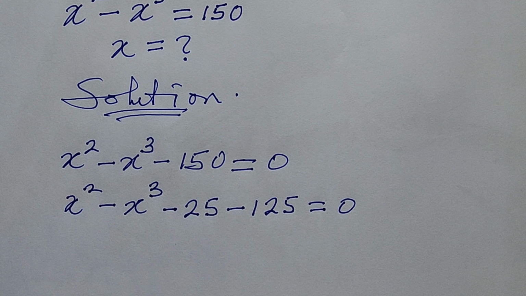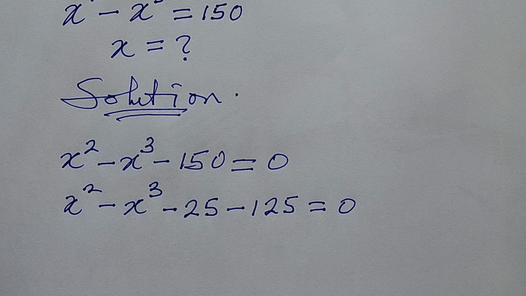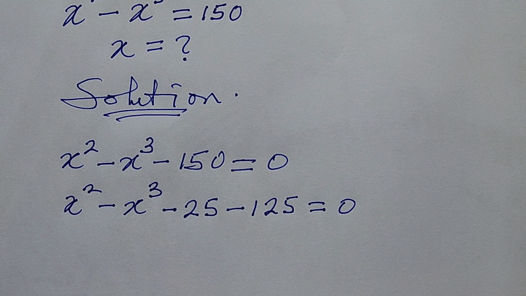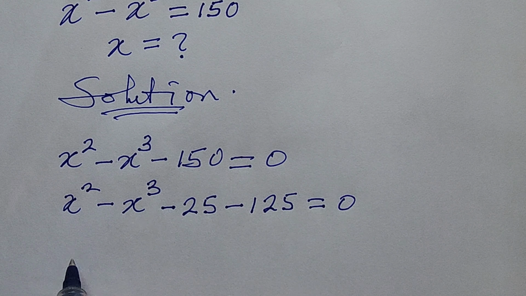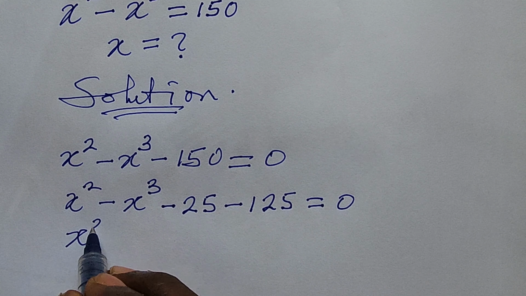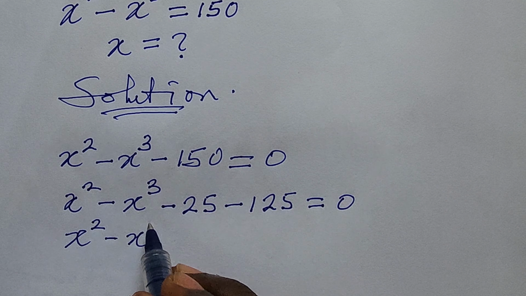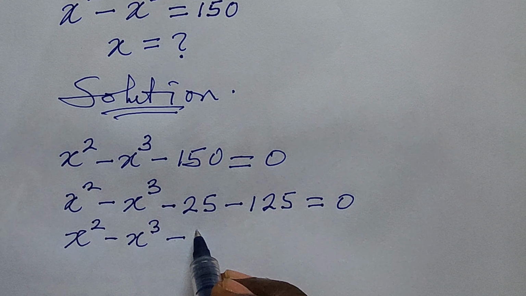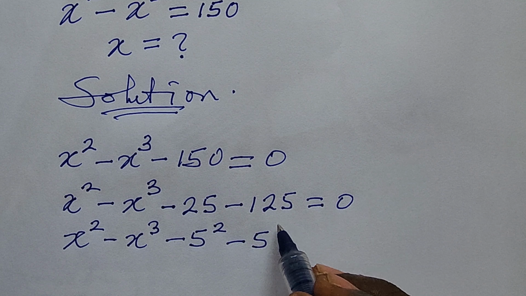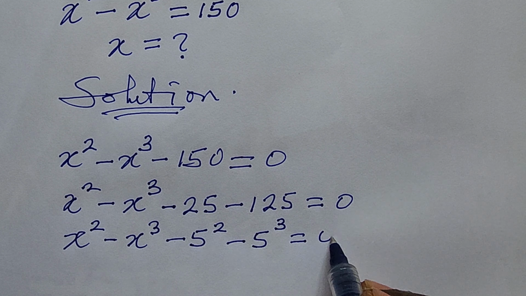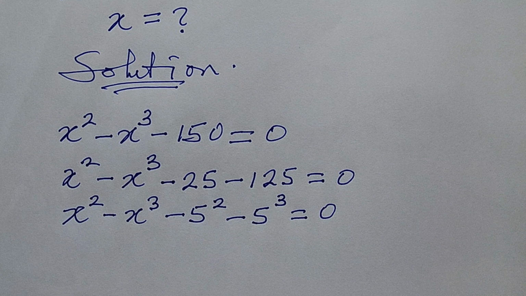Okay, we know 25 can be expressed as 5 to the power of 2 and 125 can be expressed as 5 to the power of 3. True or false? True. And so this is going to give us x to the power of 2 minus x to the power of 3, then minus 5 to the power of 2 minus 5 to the power of 3 equal to 0. Easy, right?